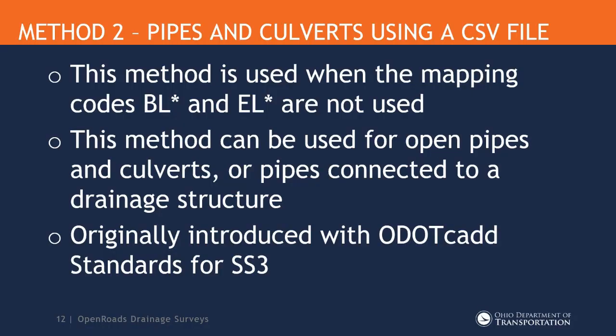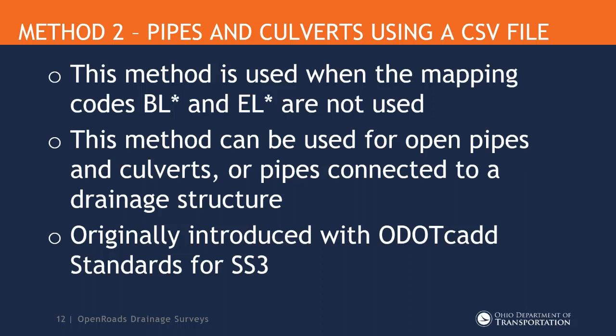So that VBA and stuff will be distributed in the next update to the CAD standards. And that's our first method where we're just using that begin line, end line. Second method would be using a CSV file, and many of you may be familiar with this. And in this case, we don't need a shot on each end, or if we do have a shot, we don't need the begin line and end line mapping codes.